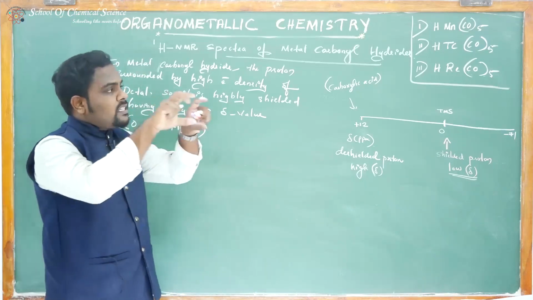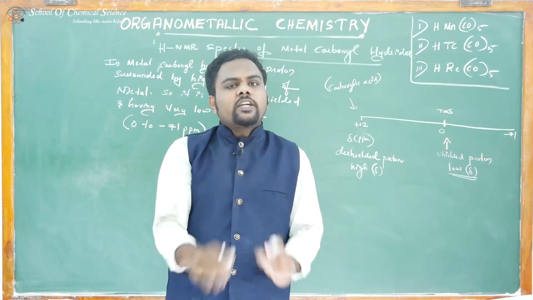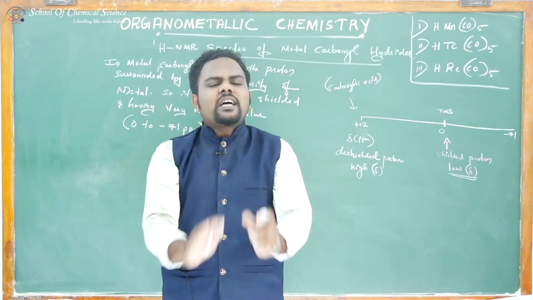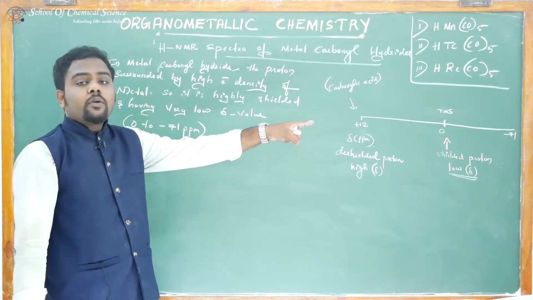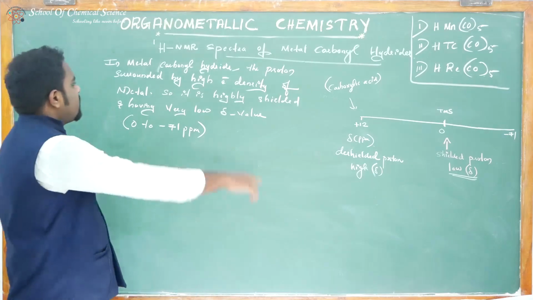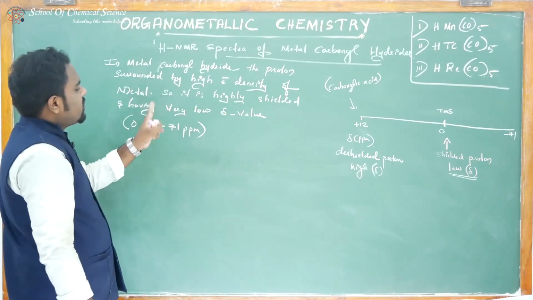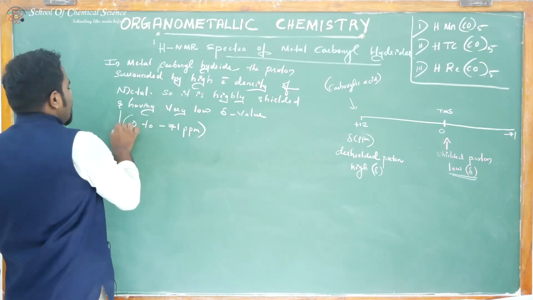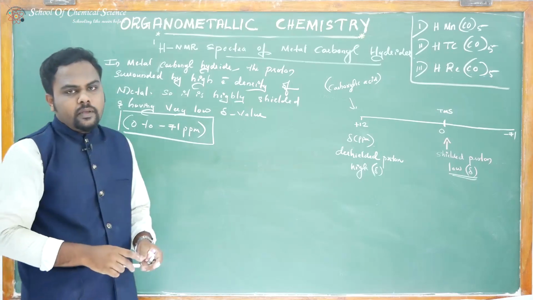Because that proton is directly attached to the metal, which contains high electron density, that proton is definitely highly shielded. A highly shielded proton has a very low delta value. So in metal carbonyl hydride, the proton surrounded by the high electron density of the metal is highly shielded and has a very low delta value. What is the range of delta value? 0 to minus 71 ppm.